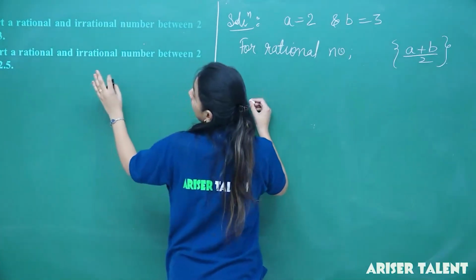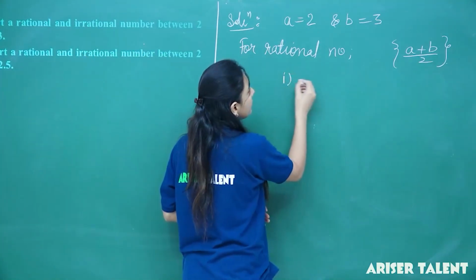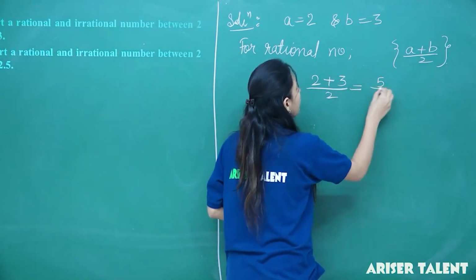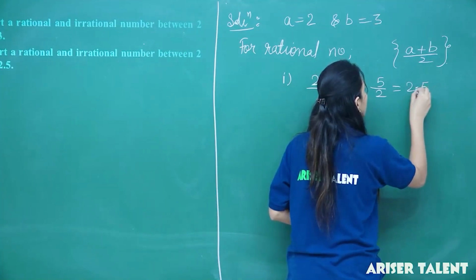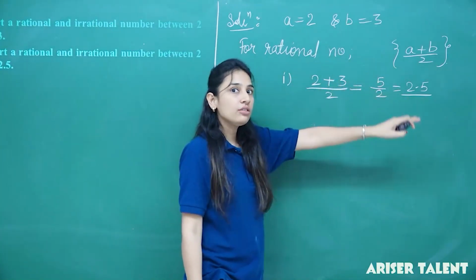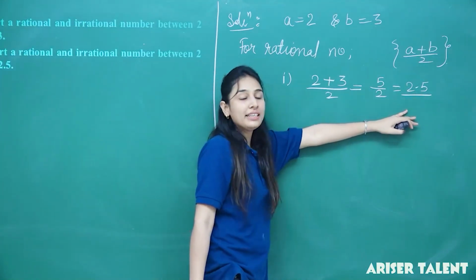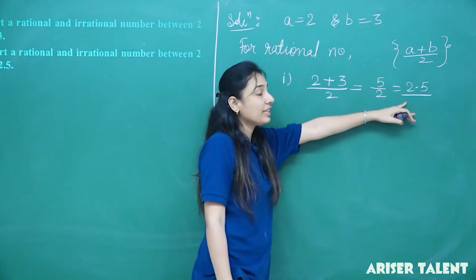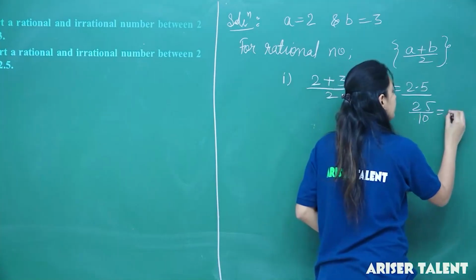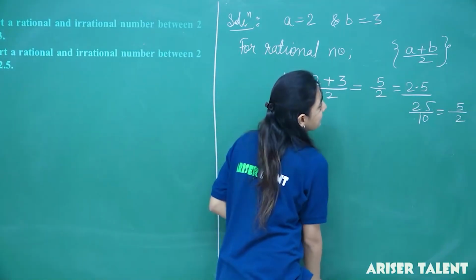So, we have to insert only one number now. Okay. So, let's do it. 2 plus 3 by 2, that will become 5 by 2 and it will become eventually 2.5. Now, 2.5 is a number between 2 and 3 and it is also a rational number. Why? Because we can write it in the form of p by q, like this, 5 by 2. Right.